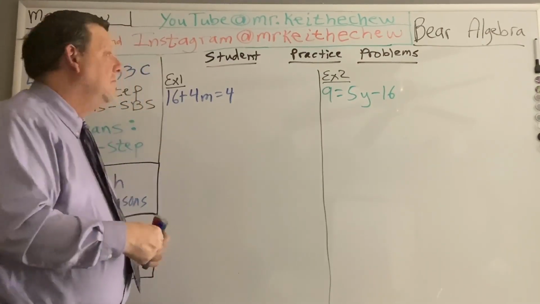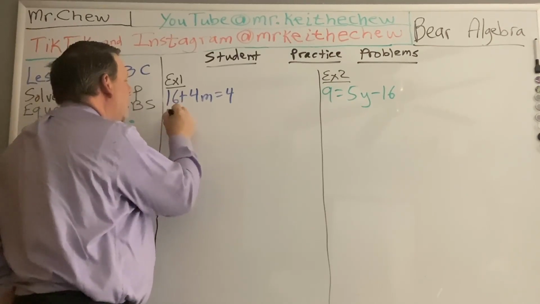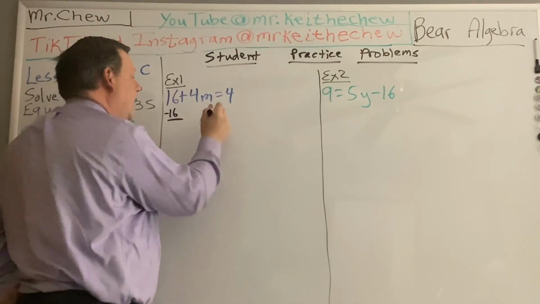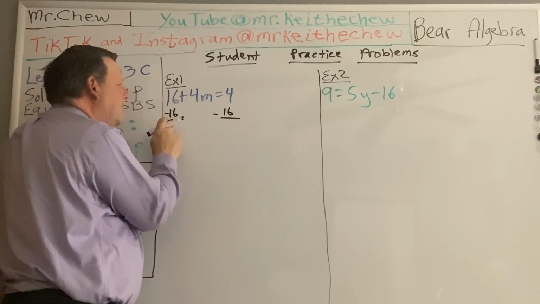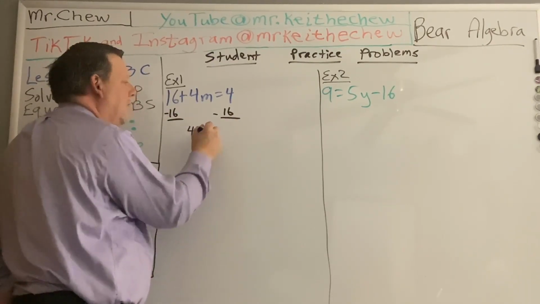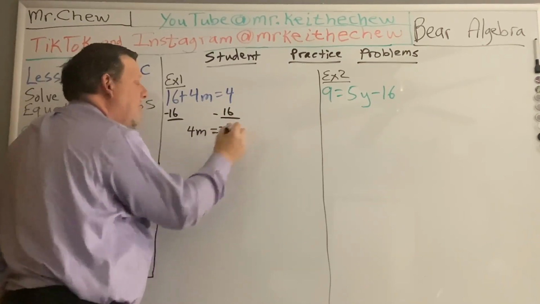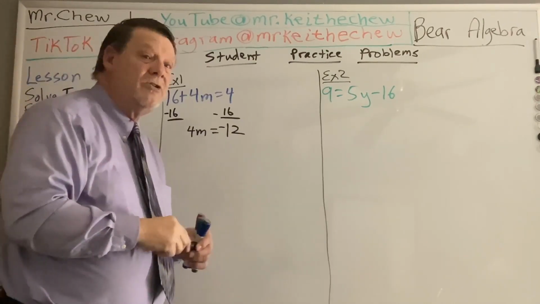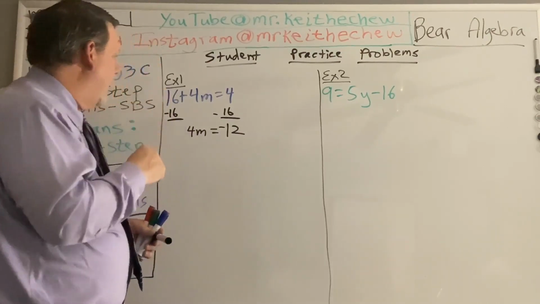So in this case, we're going to subtract the 16 from the left because that's the opposite or inverse of adding 16, and I subtract 16 from the right. 16 minus 16 is 0, and 0 plus 4m is 4m. And 4 minus 16 is negative 12. If you struggle with that, I will put some videos up for integer operations in my pre-arithmetic program.